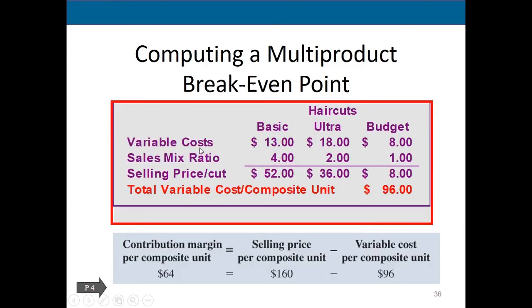We do the same thing for variable costs. We take the variable cost for each type, multiply it by the sales mix ratio, and get the variable cost per cut. To get the 52, 36, and 8, add them all up together and we get a $96 variable cost per composite unit. Okay, so what do we know now? Well, now we have our composite unit selling price and our composite unit variable cost. We know that price minus cost gives us contribution margin. This must be our contribution margin per composite unit, 64.